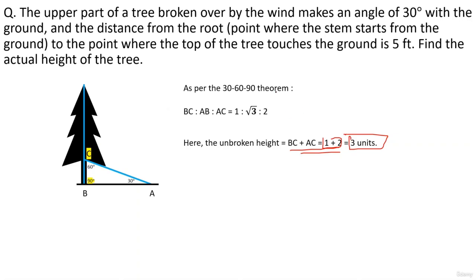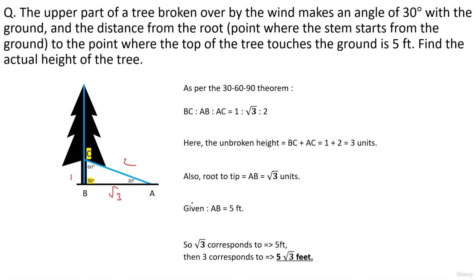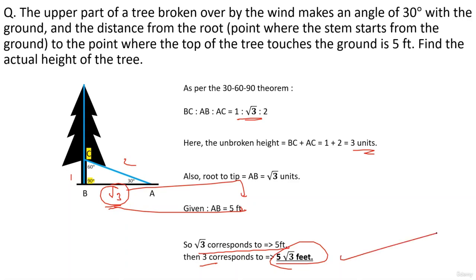Okay. And now the question gives you the distance from the root, meaning the point where the stem starts, B, to the top of the tree, which is A. So the distance AB is given to us in the question, right, guys? Which is how much? Root 3, which is nothing but 5 feet, right? Okay. AB is given as 5 feet. But now since the ratio we have taken is 1 is to root 3 is to 2, AB corresponds to 5 feet, but AB is nothing but root 3 as per our terminology, right? So if root 3 corresponds to 5 feet, then 3, that is the total length of the tree, is how much? Okay, cross multiply, you have 5 root 3. That's the required answer in this case, right? So just applying the 30, 60, 90 theorem, you can get the answer in this case, right?